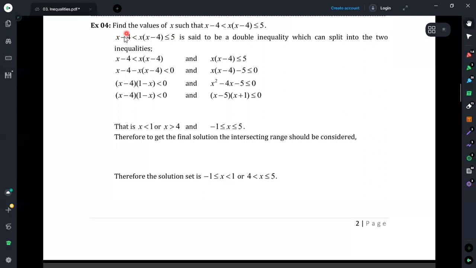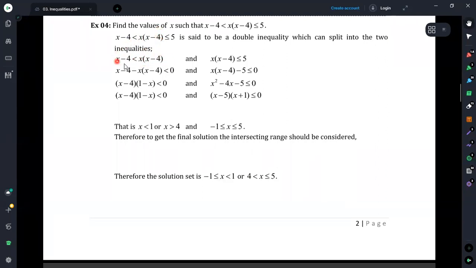Then we can divide this expression into two inequalities, since there are two inequalities inside a single expression. First we will take the leftmost inequality, with the quantity on the left hand side and the quantity on the right hand side, taking the terms up to the point where we meet the next inequality sign. On the left hand side we have x minus 4, then the less than sign, then x times x minus 4.